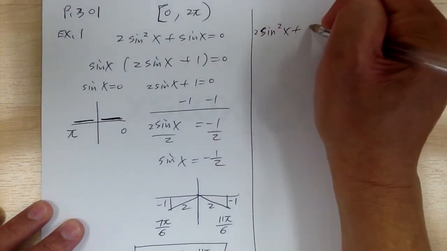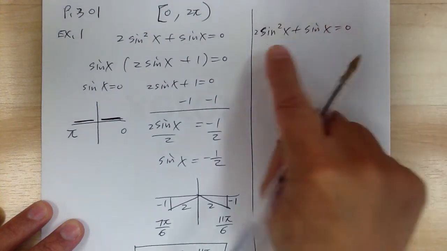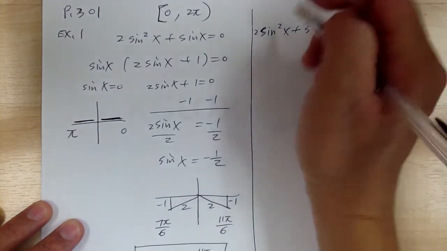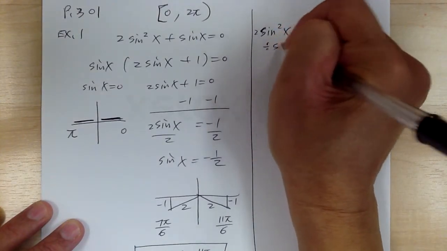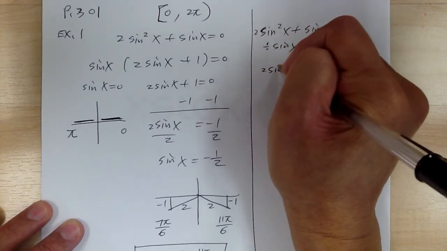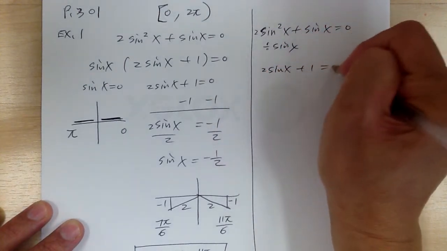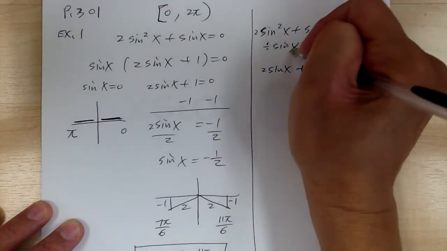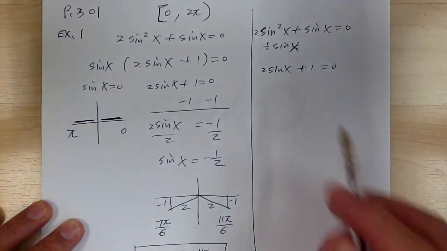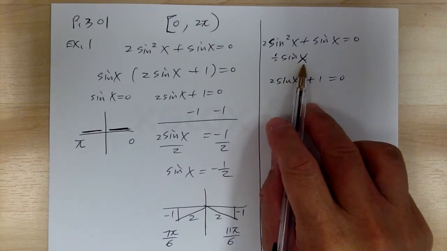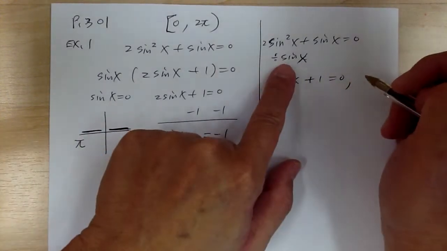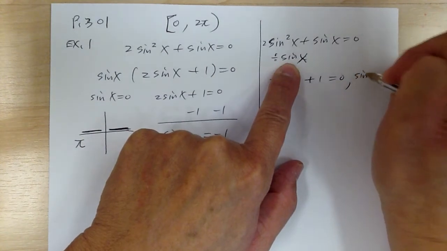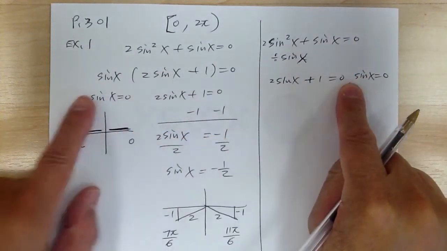The second method of doing this kind of problem is to divide by sine x. So if you divide by sine x, you're going to end up with 2 sine x plus 1 equal to 0. But when you divide by a variable, you're making assumptions. You assume that it's not equal to 0, so you're going to end up losing some answers. To recover those answers, whatever you divide by, you have to set it equal to 0.